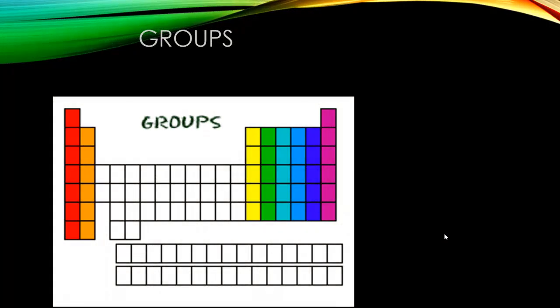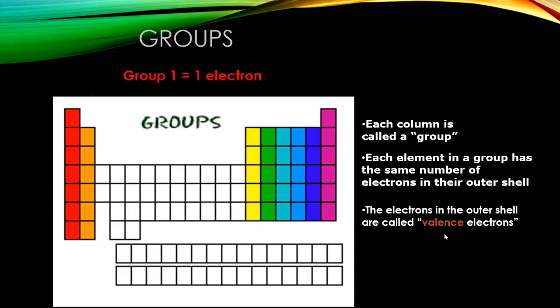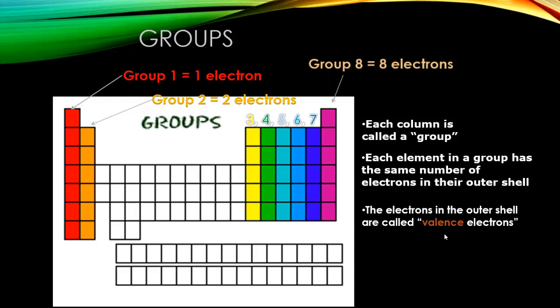Groups are vertical. Those are the columns. Each column is called a group. Each element in a group has the same number of electrons in the outside shell. And those are the valence electrons. Those are the ones that we care about. So group 1 has 1 electron, group 2 has 2 electrons, group 3 would have 3, 4 would have 4, etc. If you notice, group 3 on your periodic table is labeled as 13 and 3A. We're getting the 3 from the 3A.